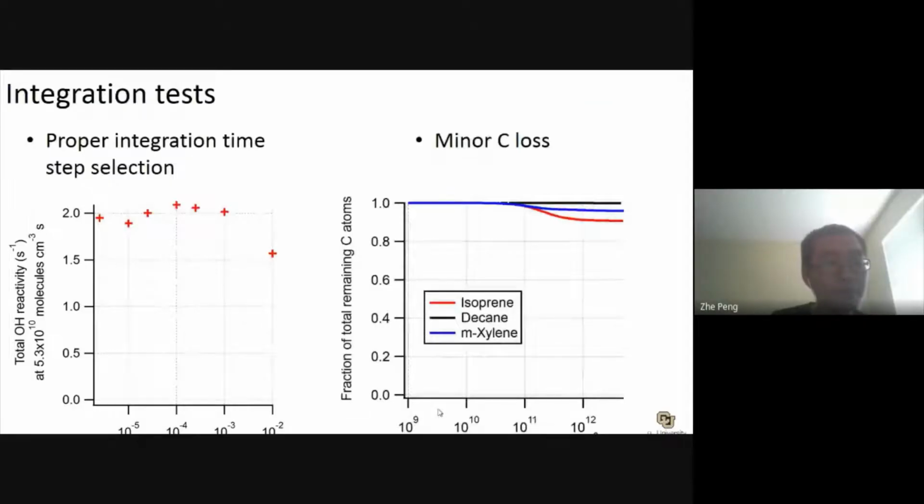So we take the time step for the carbon atoms in the GECKO solvers in our study is minor.